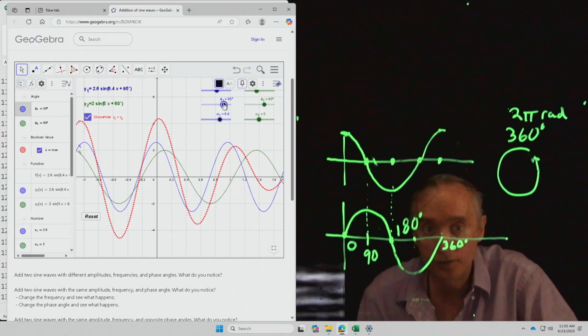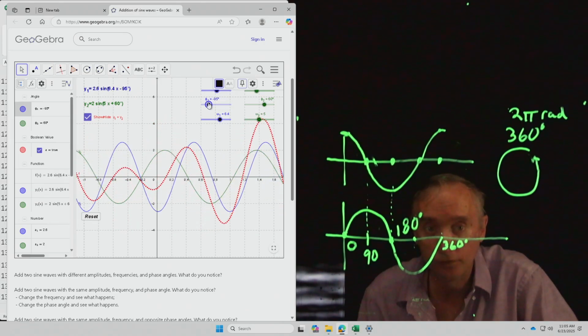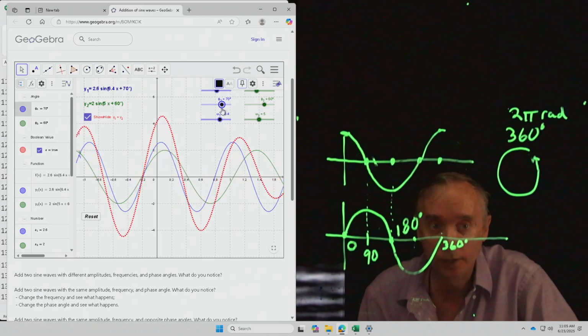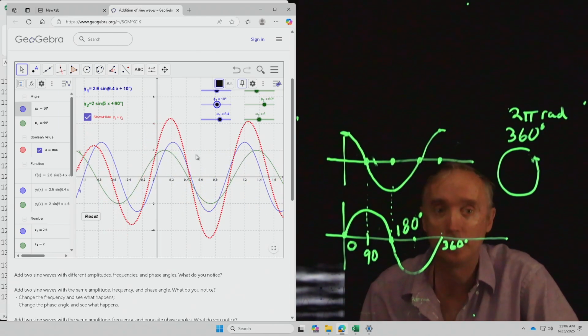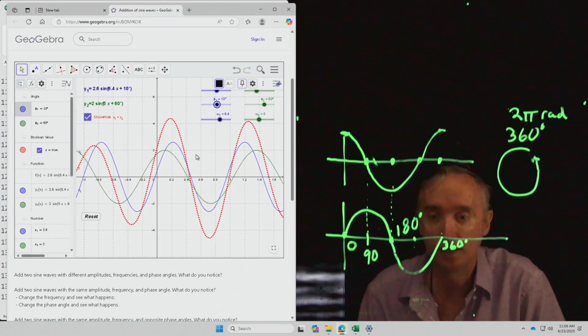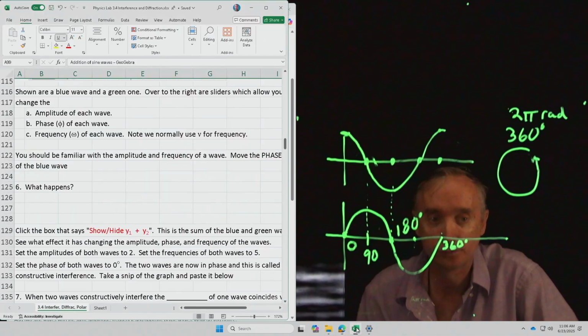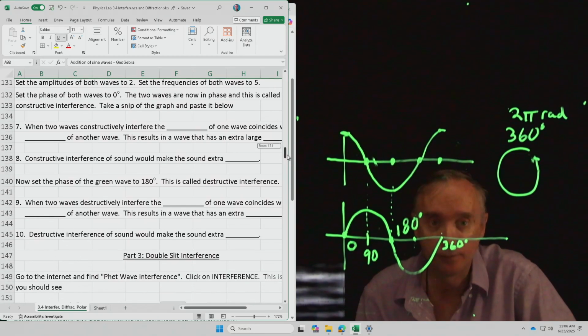So actually, let me just do this here. I'm going to move this back and forth. Do you see how the wave is changing depending on the phase angle? If you get the frequency and the amplitude just right, something very interesting is going to happen to the wave. So that's all for this part of the lab, and I will let you do that.